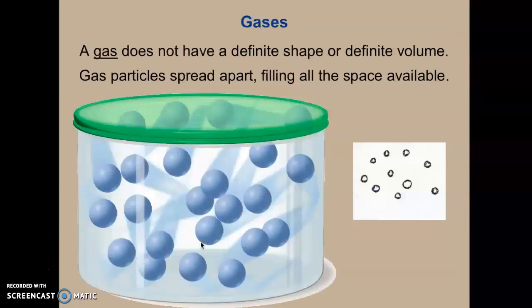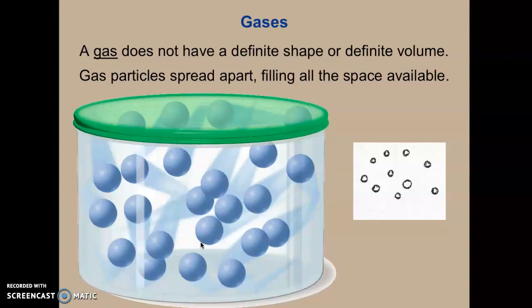The last state of matter is a gas. Gases do not have definite shape and they do not have definite volume. They will take up the shape of the container that they're in. So if you put helium into a balloon, that helium is going to spread out to take the shape of the balloon, and it will fill all the space that's available to it.